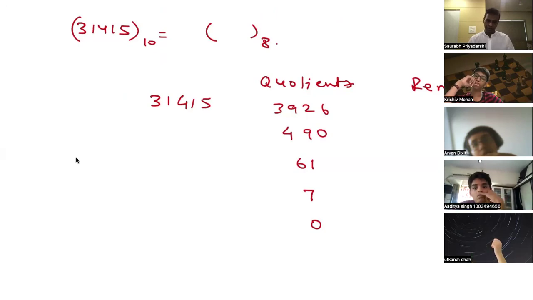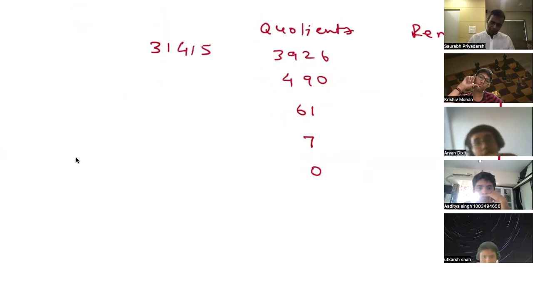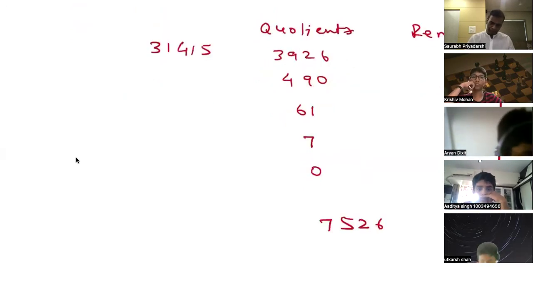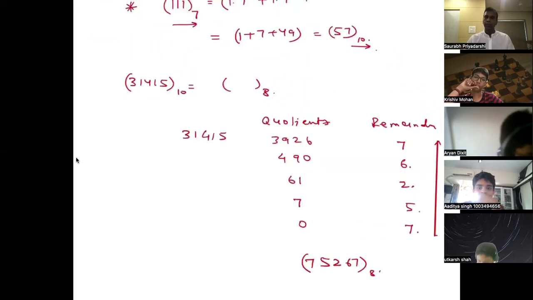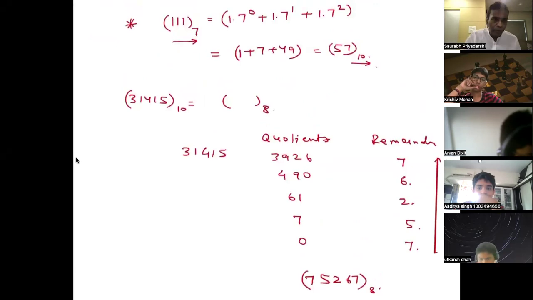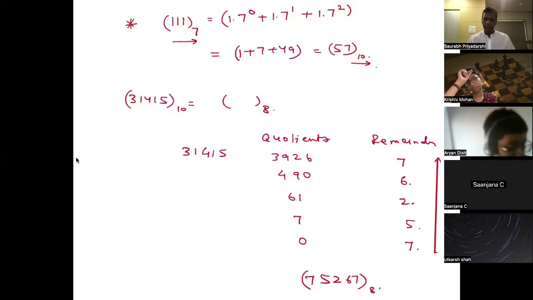Right? So as I said, you have to write down from bottom to up, means 75267, right? This is with the base 8. I hope Zeal, check your answer. Is this okay, beta? Sanjana, yes, sir. Okay. Note down, please.